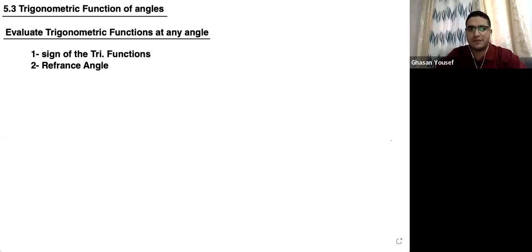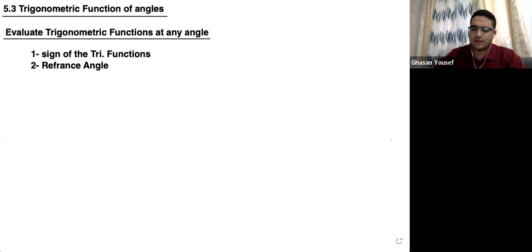So today we're going over 5.3, trigonometric functions of angles: evaluating trigonometric functions at any angle. Last time in 5.2, we were talking about trigonometric ratios, for acute angles, any angle between 0 and 90. But today, like I said last time, we're going to learn how to find or evaluate the trigonometric ratio for any angle.